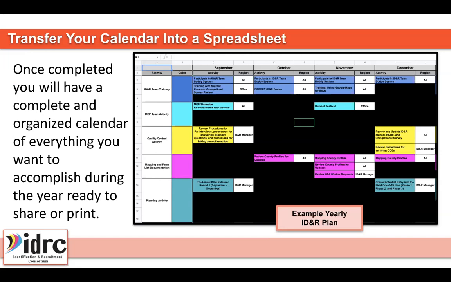Once you've completed writing out all the different groupings of activities and having all the individual activities listed, you will have a complete and organized calendar in your spreadsheet of everything you want to accomplish during the year, ready to print off and share with others. It's a great way of being able to visually see the information in a way that's quick and easy, and it's easily shared.